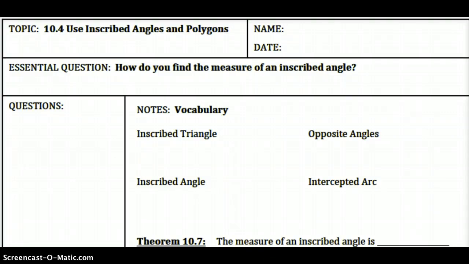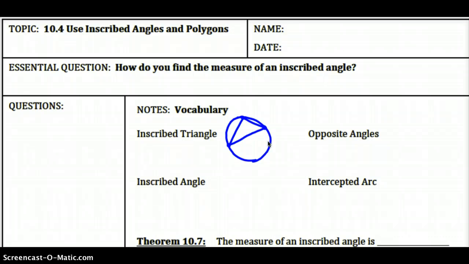Remember an inscribed triangle? That was a triangle that was inside a circle, per se. So if I have a vertex point here, and a vertex point here, and kind of using chords now to connect, that's an inscribed triangle.